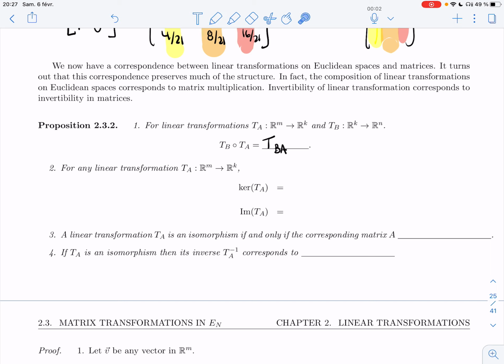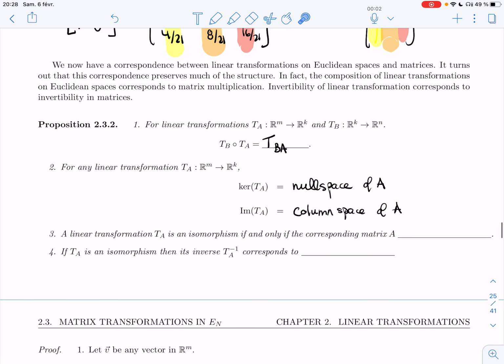All right. For any linear transformation, the kernel of T_A is going to be the null space, and the image of T_A is going to be the column space. That's why we care about these spaces. When you start talking about linear transformations, these are going to be important.